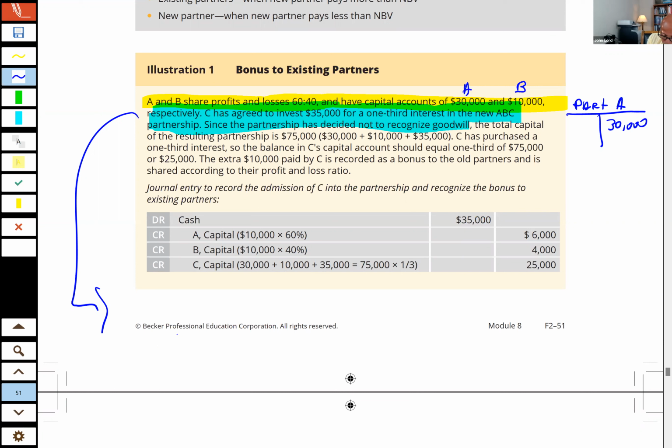Okay, so to use the bonus method to do the algebra, what do we have? We have 30,000, that's partner A. We have 10,000, that's partner B. And we have the new partner C, who we know is going to give 35,000, right? So the equity of the new partnership after everybody's in is going to be 75,000.